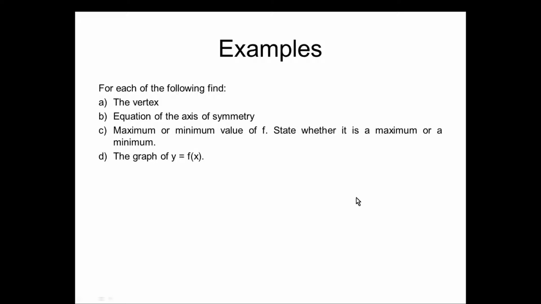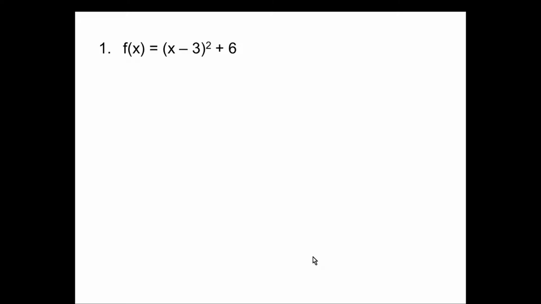Okay, now we're going to use the vertex to help us graph. And when we're doing the graph, I'm going to show you how you can get a second point quickly and a third point quickly. Now remember, in MyMathLab, you always must plot the vertex, and then you have to give at least one other point. And of course, you have to click the parabola icon before you start drawing it. So part A is vertex, part B is equation of axis of symmetry, part C is maximum or minimum value, and part D is the graph.